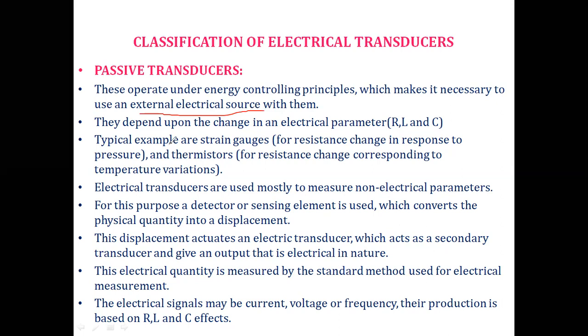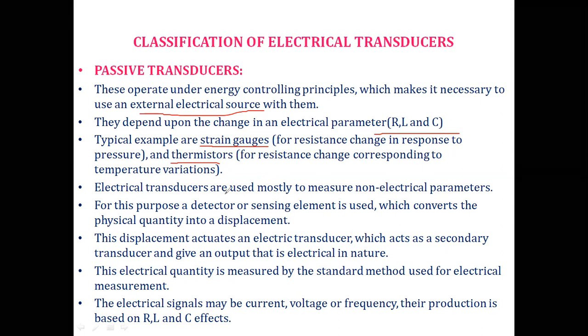They depend upon the change in the electrical parameters, like RLC components. Typical examples are strain gauges, for resistance change in response to pressure, and thermistors, for resistance change corresponding to temperature variations. We will see this in detail. మనకి ఈ టాపిక్స్ ఉన్నాయమ్మా strain gauges, thermistors. We will see in detail.